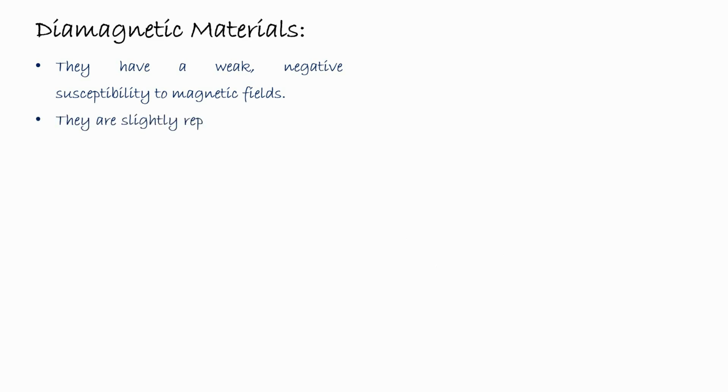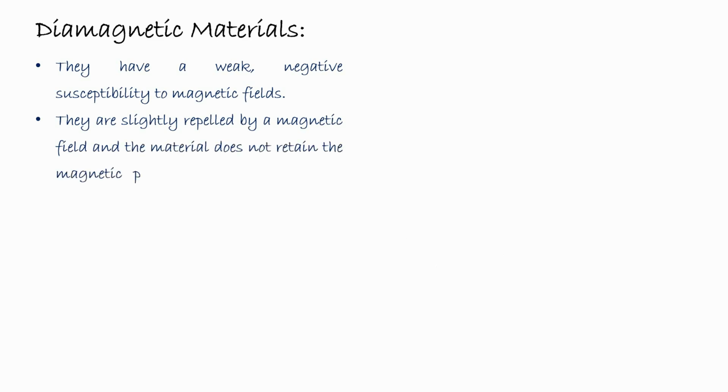First is the diamagnetic material. This material has a weak negative susceptibility to the magnetic field. They are slightly repelled by a magnetic field, and the material does not retain the magnetic properties when the external field is removed.